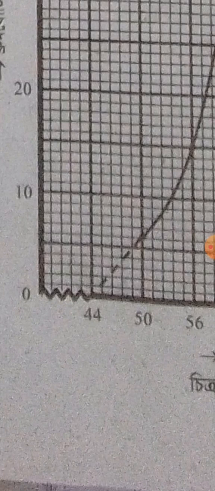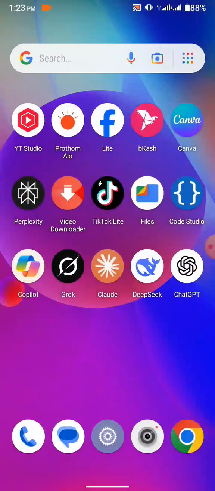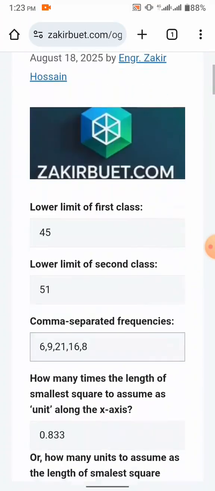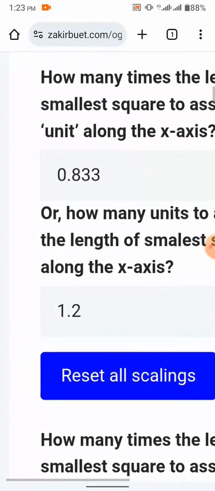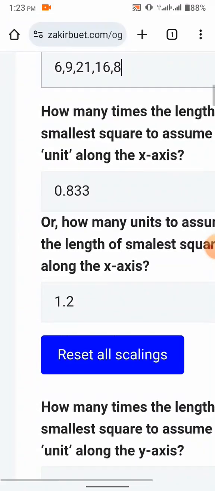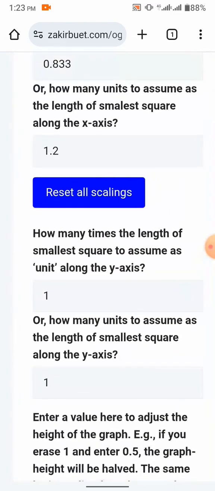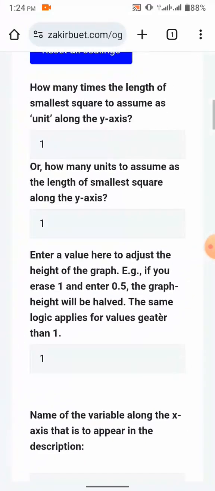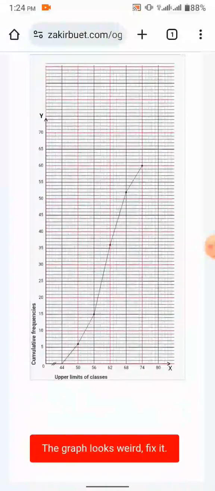So it is 10 units for 10 smallest squares, which is quite fair and simple. So as you can see, the app has already taken values like 1.2 and 0.833, which are inverse to one another, and in case of y-axis it has to be 1 because 10 units for 10 smallest squares. So the scalings are also okay. Now we should have the exact graph they are having.